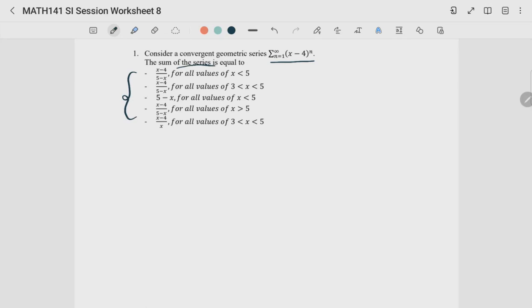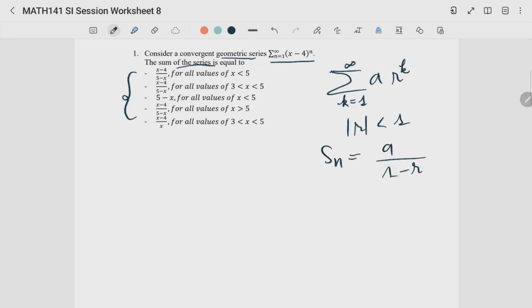Since the series is convergent and is a geometric series, then we know that geometric series are of the general form, once again, the sum of a times r to the k, with k going from 1 to infinity. The way we check if the series is converging is that the absolute value of r has to be less than 1. And the sum is given as a over 1 minus r, with a being the first term of the series.